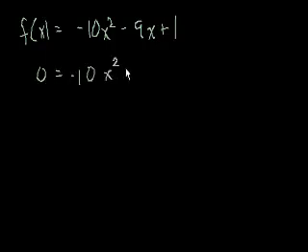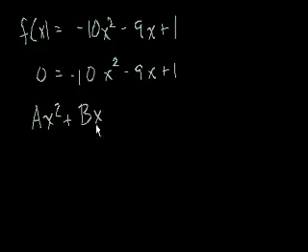Minus 10x squared minus 9x plus 1. We want to find out what x values make this equation equal to 0. And here we can use a tool called the quadratic equation. Now I'm going to give you one of the few things in math that's probably a good idea to memorize. Let's say that the quadratic equation is ax squared plus bx plus c equals 0. So in this example, a is minus 10, b is minus 9, and c is 1.